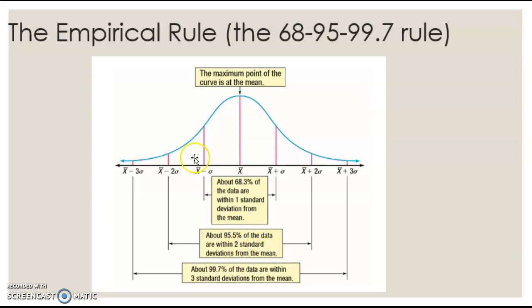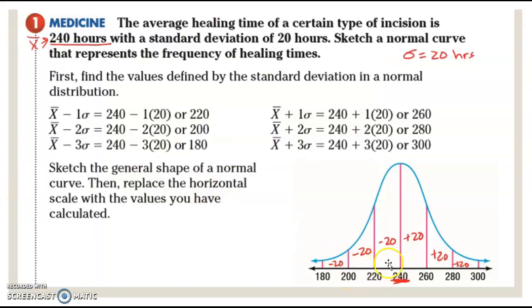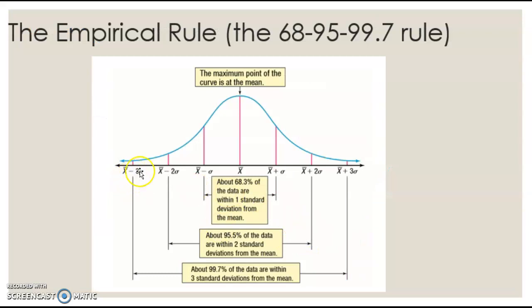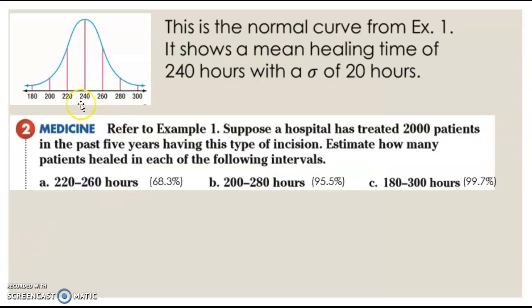95.5% of the data is within 2 standard deviations. So that's saying go down here to 200 to 280. That is 95.5% of the data. 3 standard deviations, all the way from 180 to 300, that is 99.7% of the data. So that is called the empirical rule, and it is used right here. So I brought the normal curve back that I was going back and forth on.